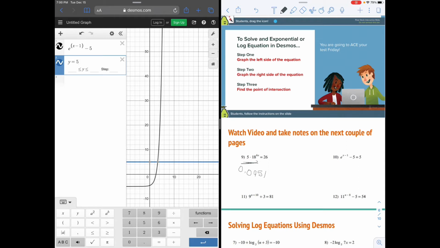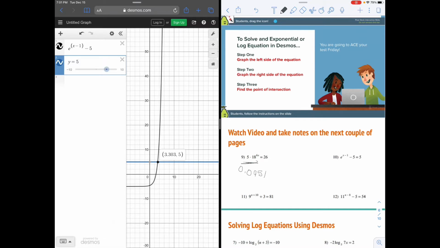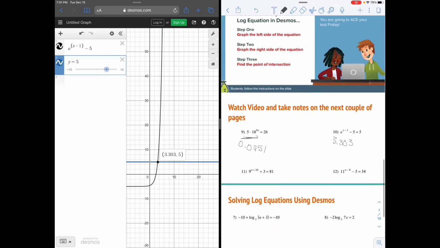So to see that answer, once again, the black is the exponential function, and y equals 5 is the blue graph. And we just click it, and it gives us a nice pretty answer, 3.303. Okay? And that's pretty much how you do that. I'm going to let you pause the video and do the next two. And hopefully when you come back, I'll have an answer.